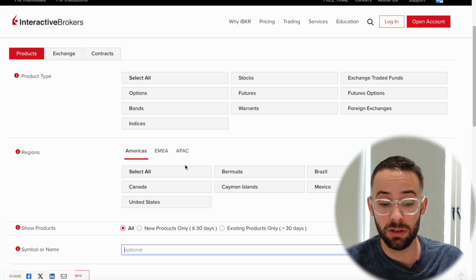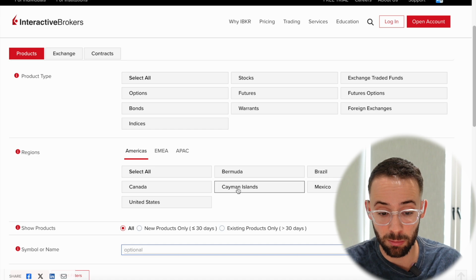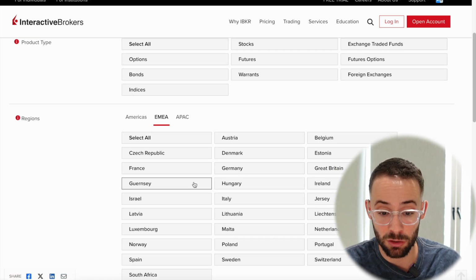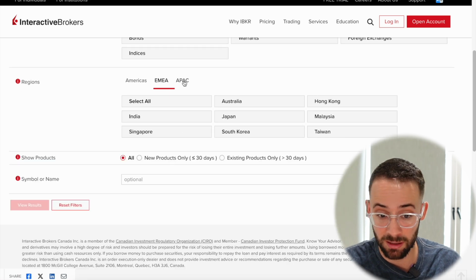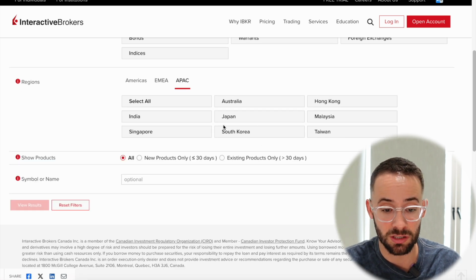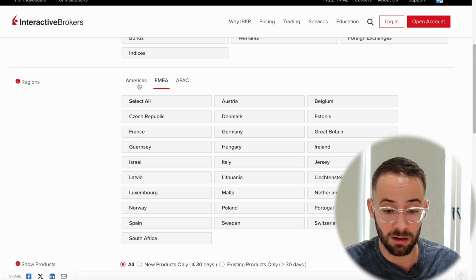I'm not going to list all of the different options for exchanges that are available, but you can see in the Americas, you've got these options. Then in Europe, you've got these. And then in Asia Pacific, you have these options here. So tons of different markets that are available for trading.